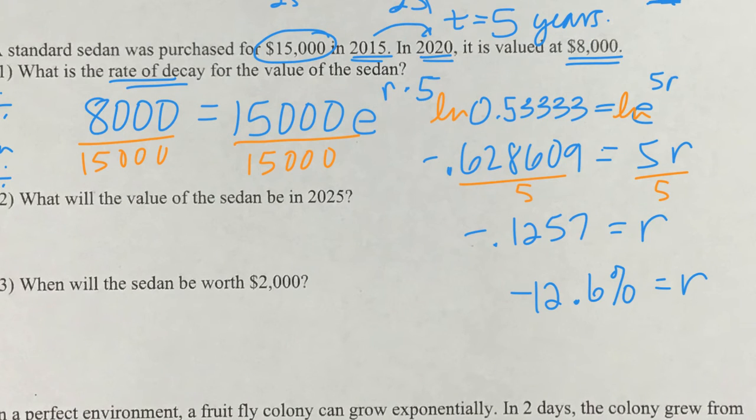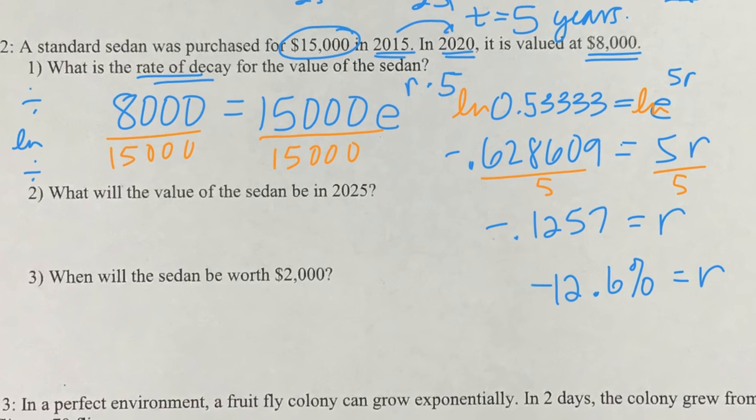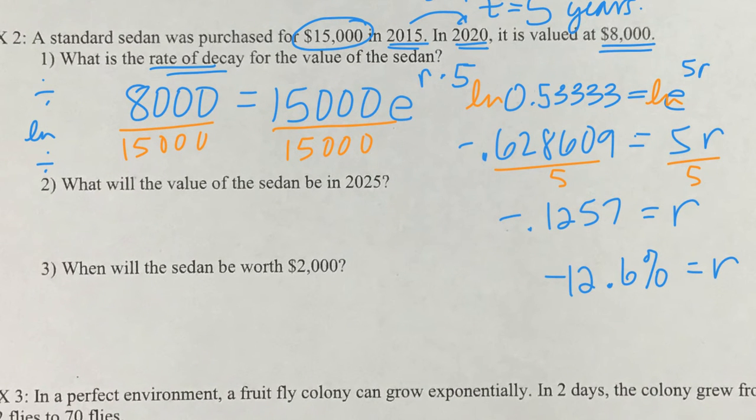So that's what I got. When I divided both sides by 1,500, took the natural log of that decimal, and then divided that by 5, I got a rate of negative 0.1257 or 12.6%. Okay, negative 12.6%. So now I'm going to use that rate in order to figure out what the value of the sedan will be in 2025.